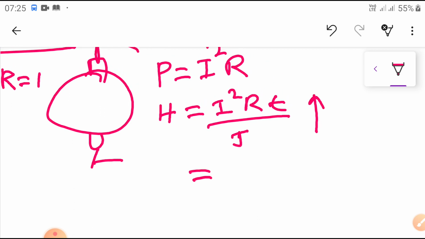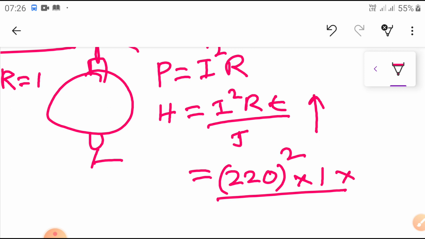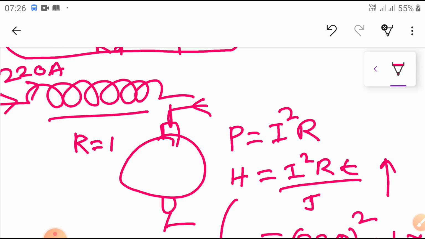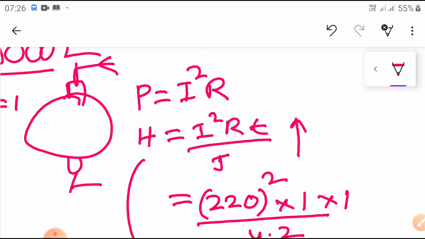So what is the current? 220 amperes squared into 1 time. We can take that, for example, 1 second or 10 seconds. Then we are going to get an enormous heat generated. This enormous heat is generated as time passes.